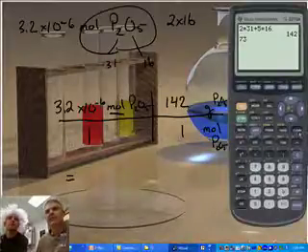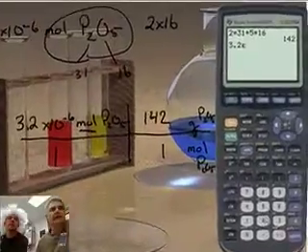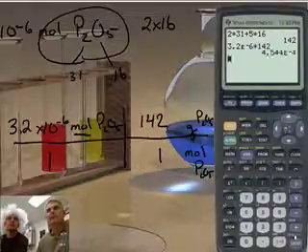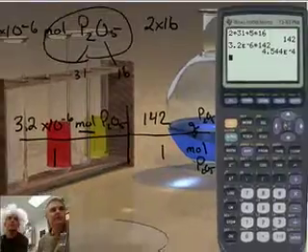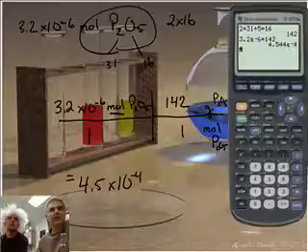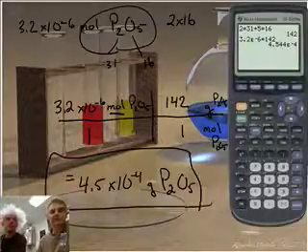Okay, but now I'm going to type that into my calculator. So I'm going to say 3.2. Remember, we're going to do the second function, E, and it'd be negative 6, times 142 gives me the grand total of 4.5 times 10 to the negative 4th grams of P2O5.